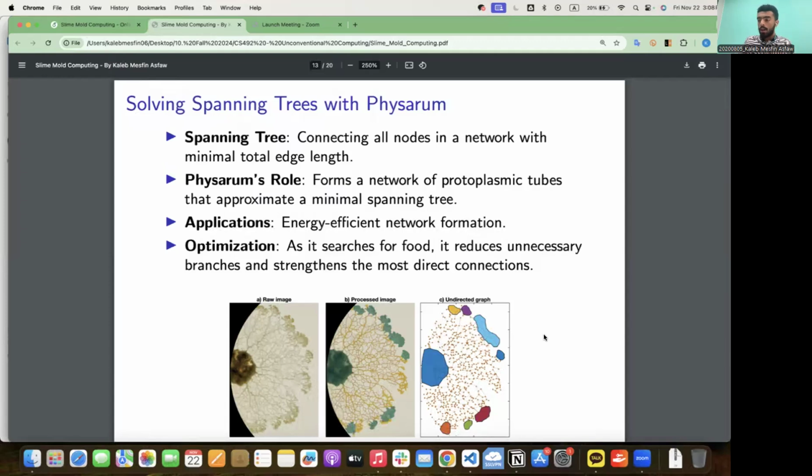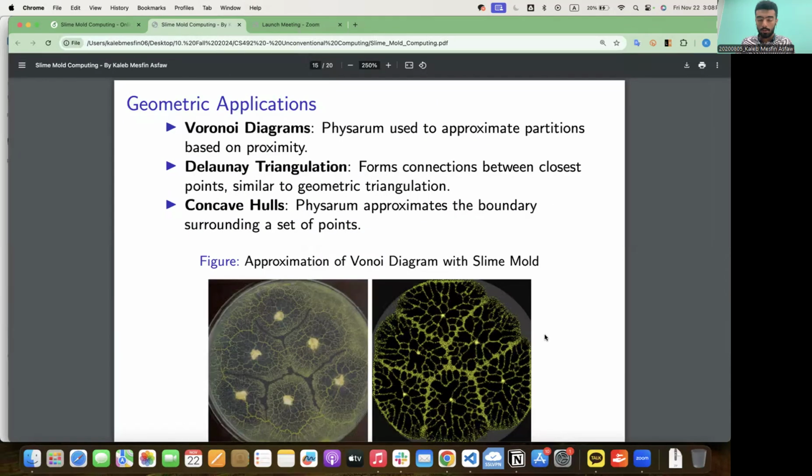Then over time, we saw that the slime will eliminate inefficient paths as it searches for food. The solution was proved to be similar to the minimum spanning tree required to solve that graph. Okay, and now onto a more theoretical approach to slime mold computing, which is the geometric applications. I will go through them very briefly to save time.